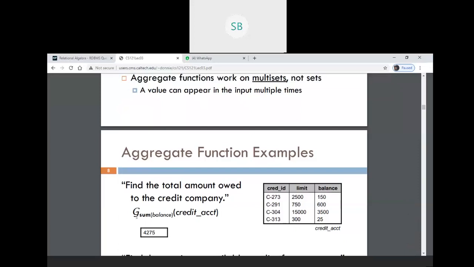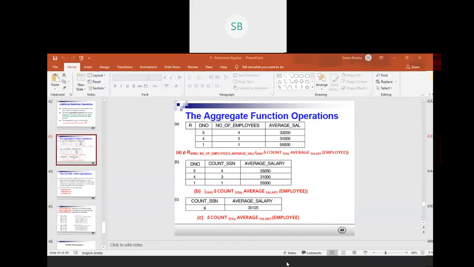We are using the delta symbol. Don't go for this symbol; I am not aware what this Greek symbol is used for, maybe G, I don't know. So this is the delta we are using, and the sum of the balance of the credit account. What it will do is total the sum. So that is it. Now moving again to the earlier slide.